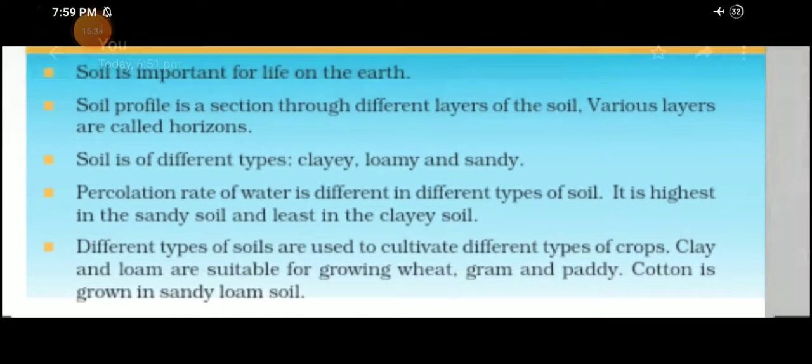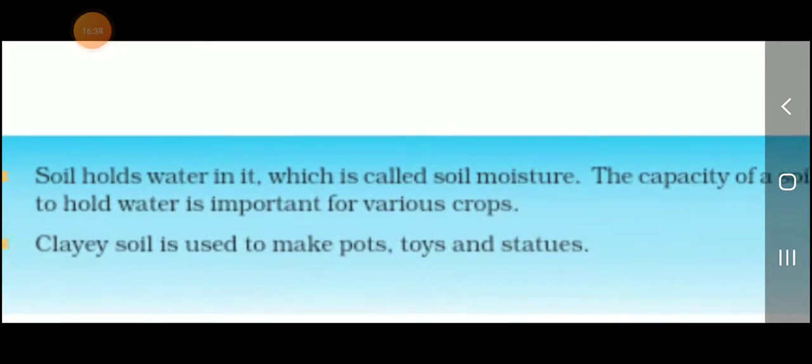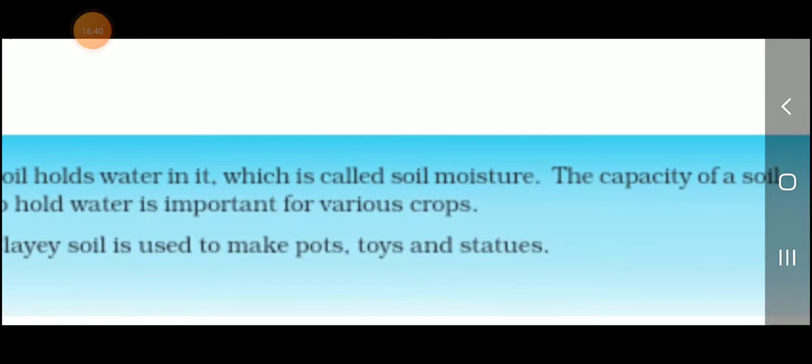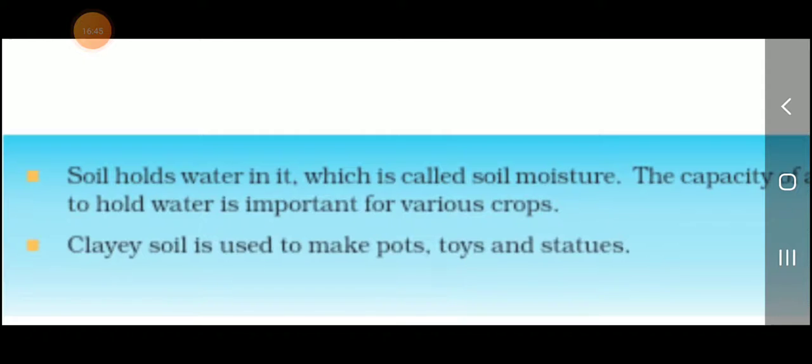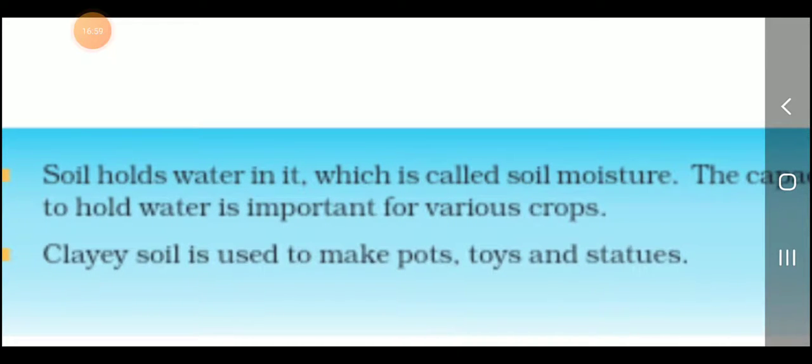Next, soil holds water in it, which is called soil moisture. The capacity of a soil to hold water is important for various crops. Clay soil is used to make pots. What are the main uses of clay soil? This one is the correct answer. Clay soil is used to make pots, toys and statues.